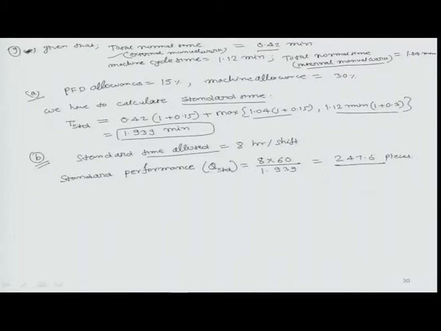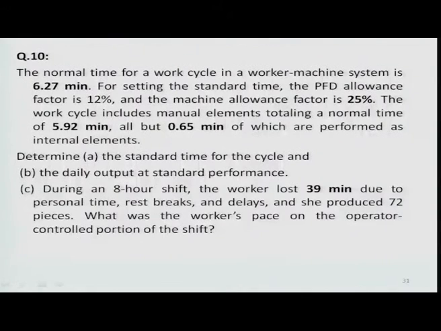By rounding off this term, that is equal to 47. It means the standard performance for an 8 hour shift, on the given time, the number of pieces produced will be 247. Okay, this completes question number 9. Now we will move to the next question.